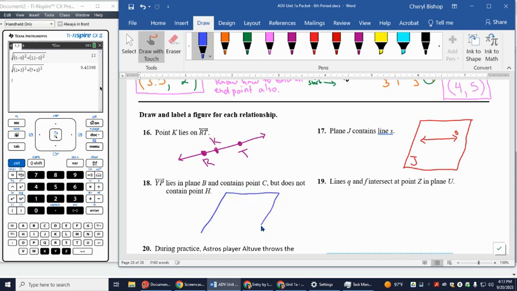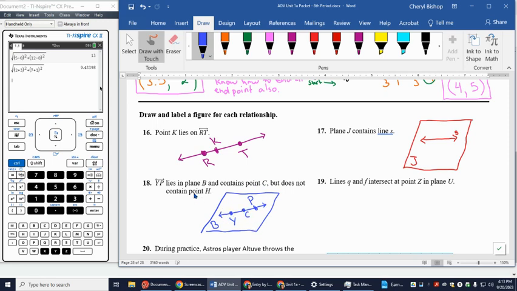Plane. This is plane B. You can put the B in any corner you want. This line has to be inside it. Don't let your arrow go outside your plane. This line is YP, which means it has to have a point called Y on it. It has to have a point called P on it. This line is in the plane, and this line contains point C. So somewhere in this line, wherever you want to put it, you've got to have a point C.